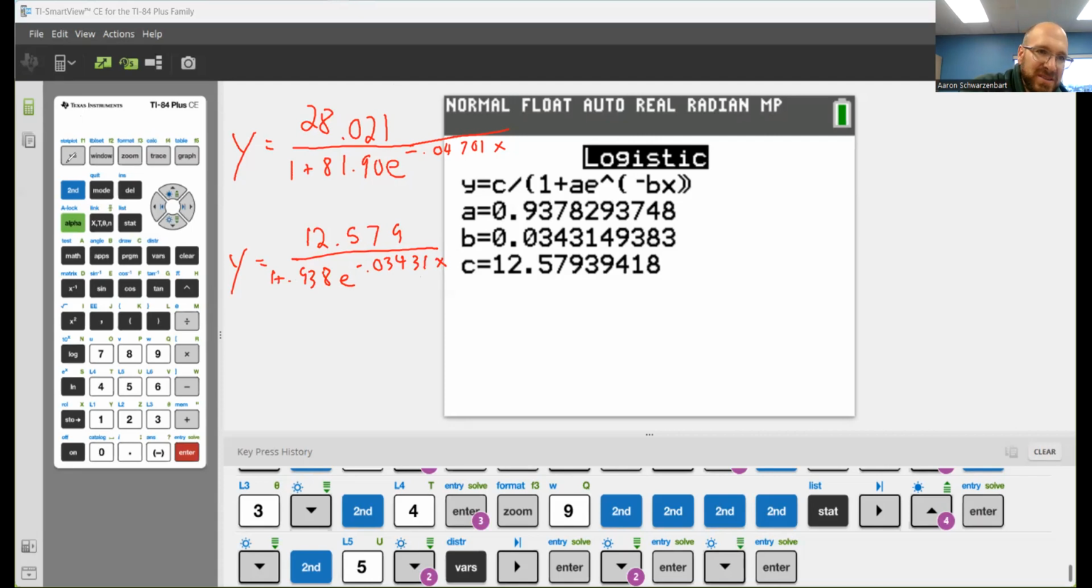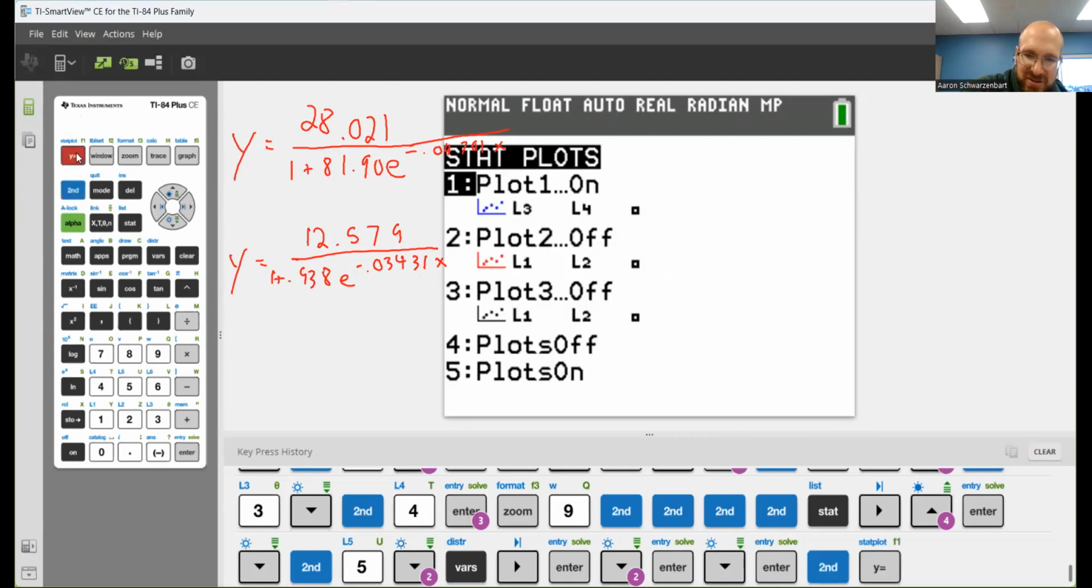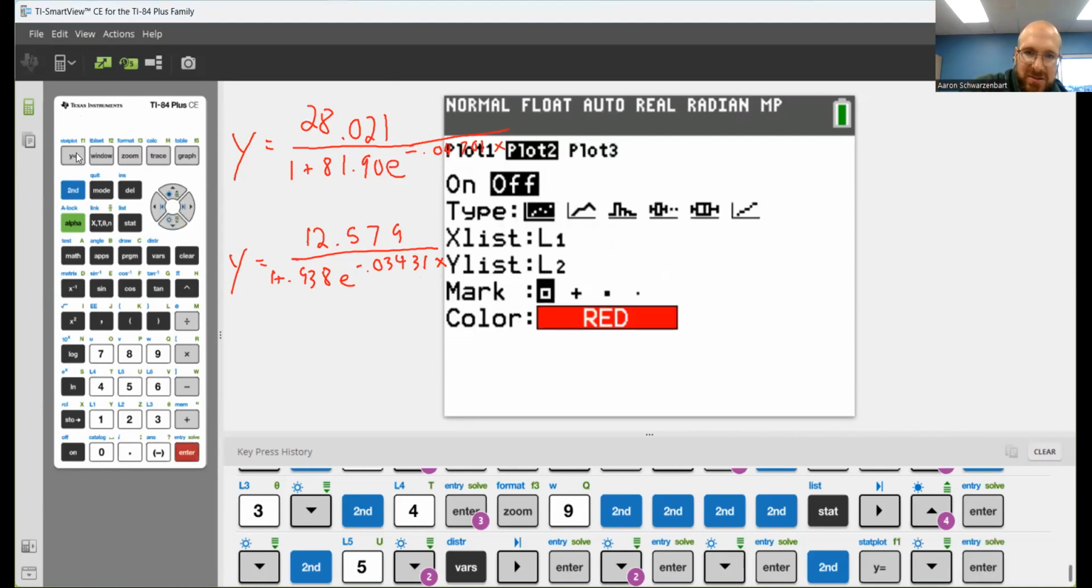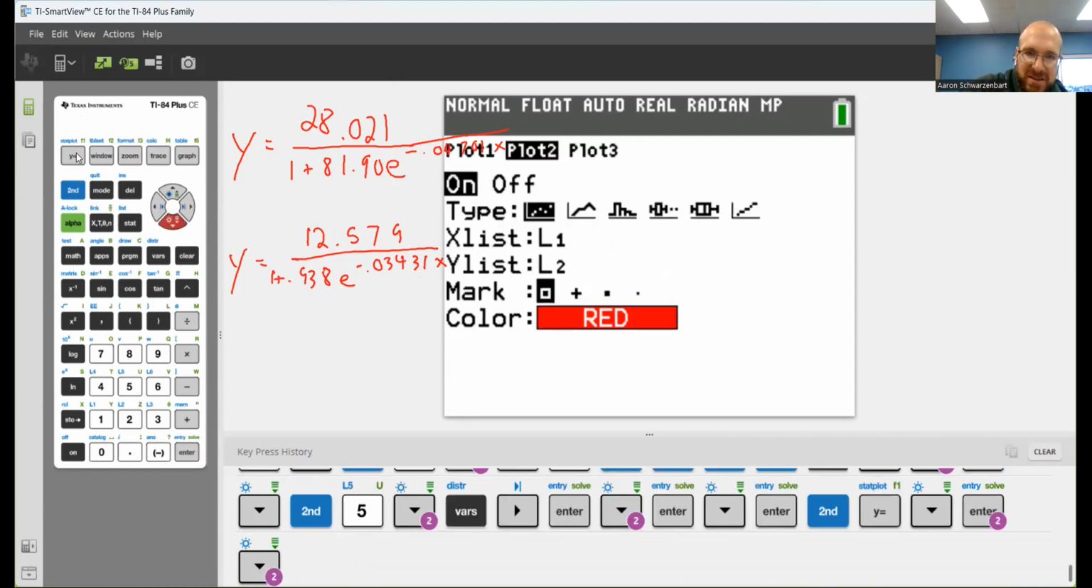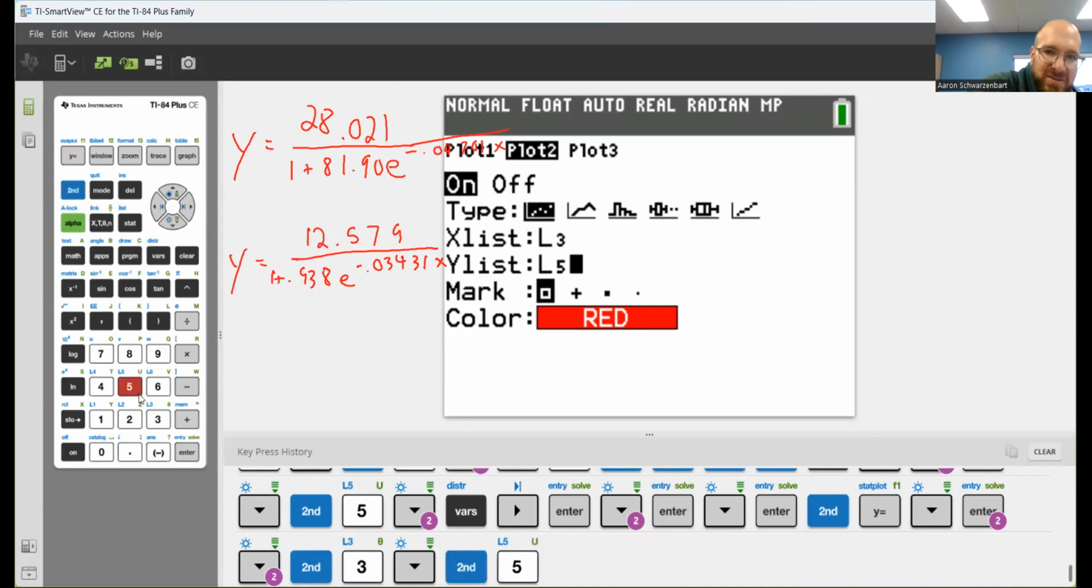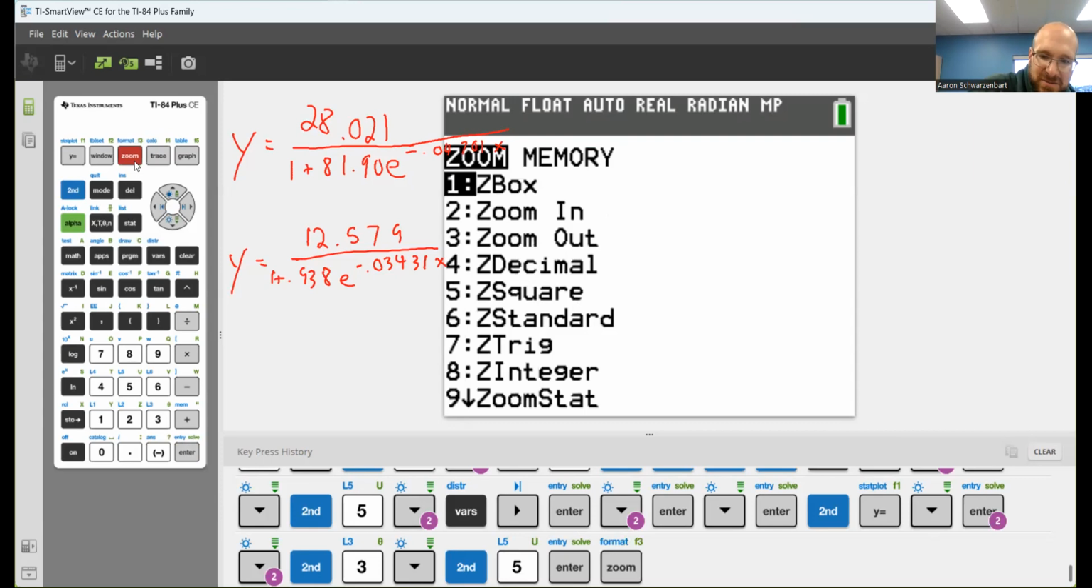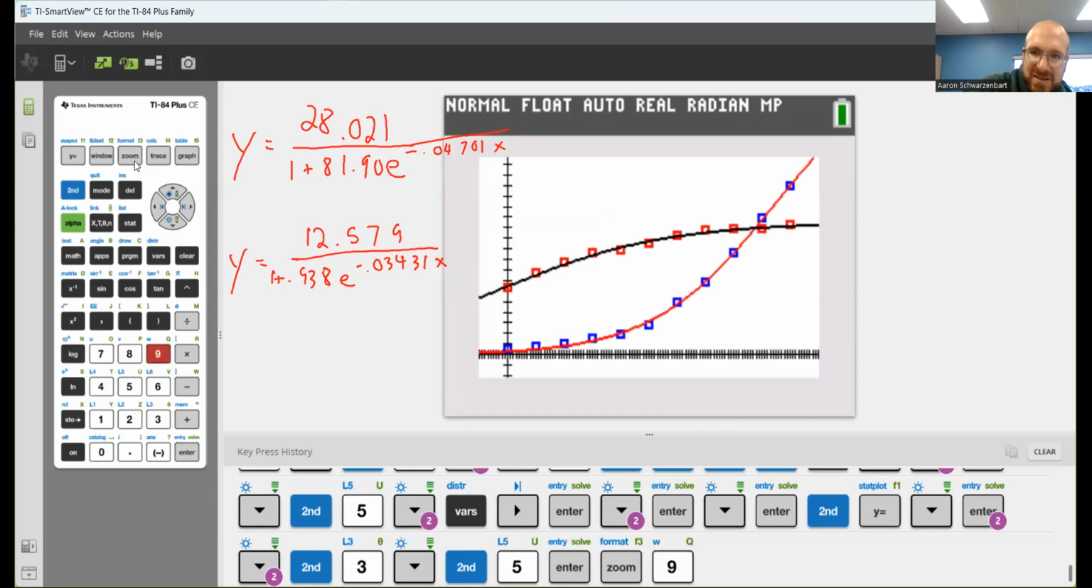I'm going to come over, I'm going to set up a second stat plot so I can see this. So second y equals, I'm going to plot 2, turn it on, and do L3 versus L5. Do zoom stat again. It's probably going to be in the same spot. Now I'm going to zoom out a little bit so you can see a little bit more of the logistic.